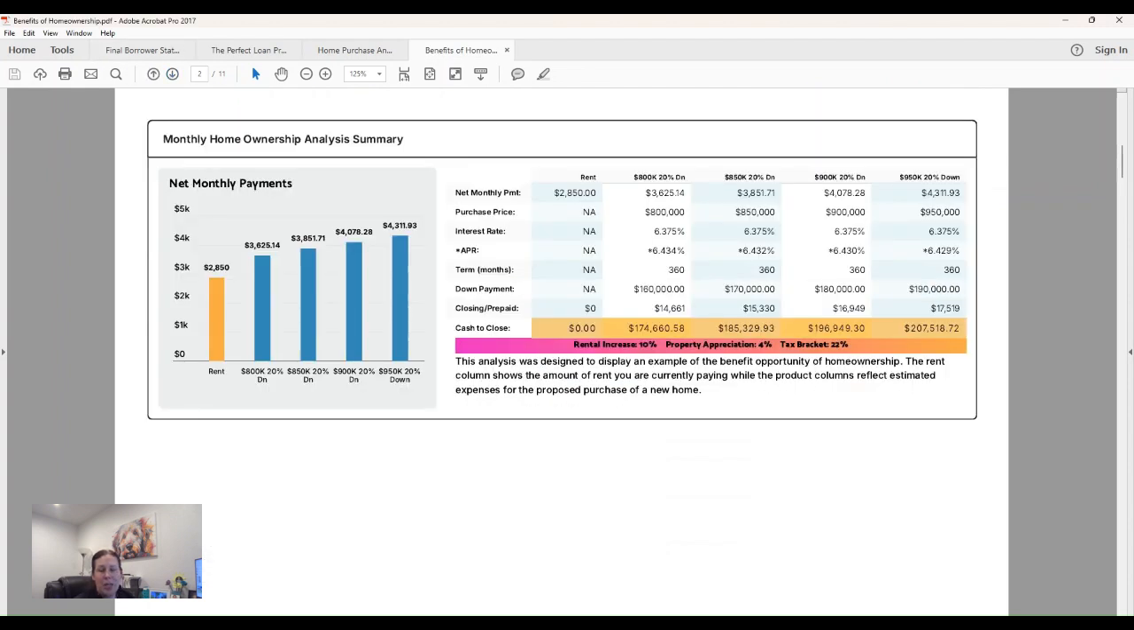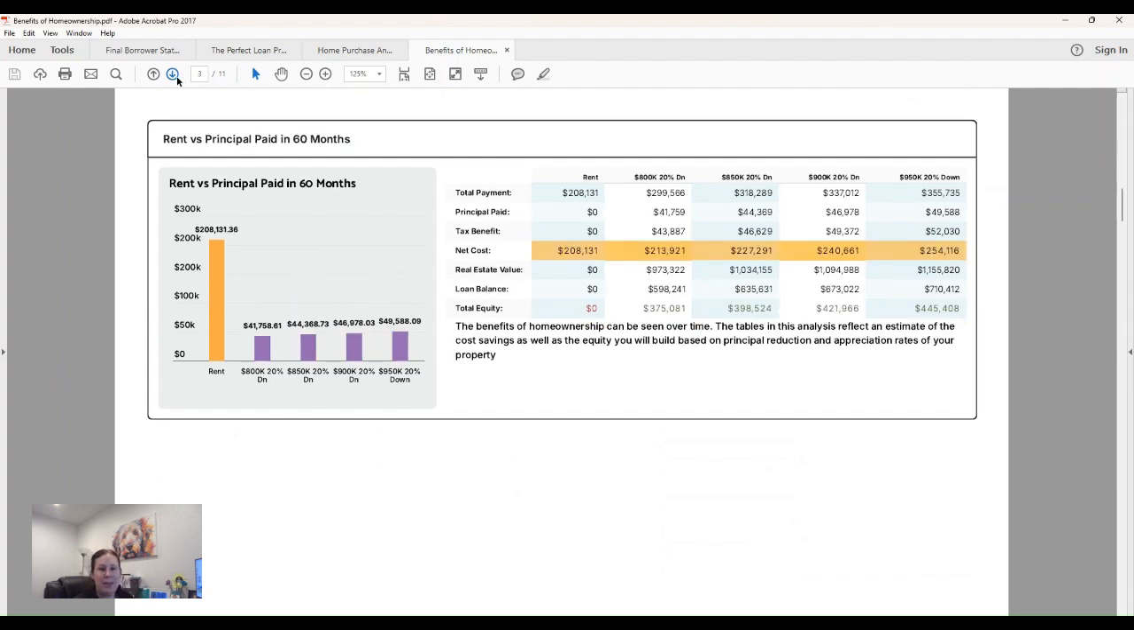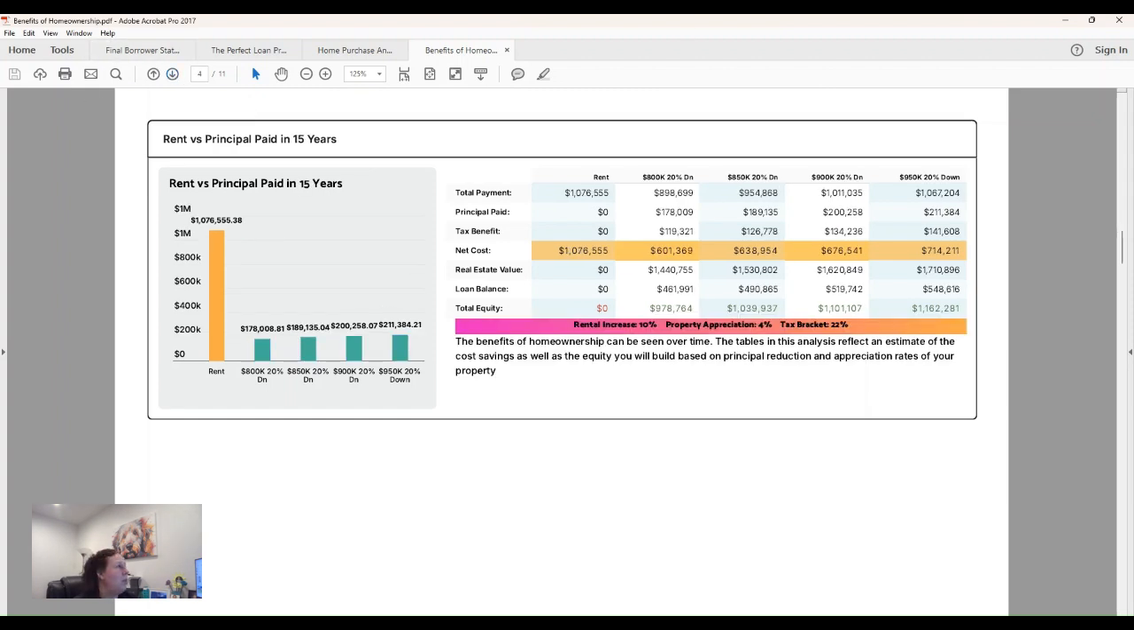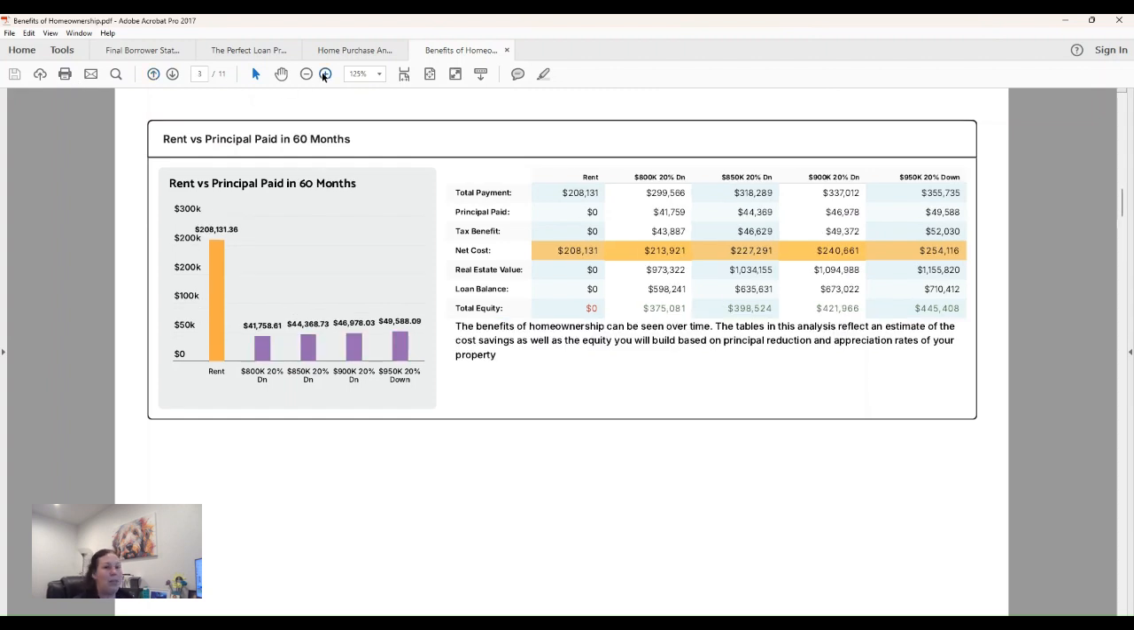You can see here I'm using a 10% rent increase on this analysis. So annual rent increase of 10%, a property appreciation rate of 4%, and a tax bracket of 22%. So here you can see I've got the rent versus principal paid over the next 5 years. This is a 5-year forward look. So you can see this individual, since they're paying $28.50 in rent, over 5 years is going to pay $208,000 in rent over the next 5 years, and that's basically a sunk cost. They can't get that money back, and it's not really doing anything for them.